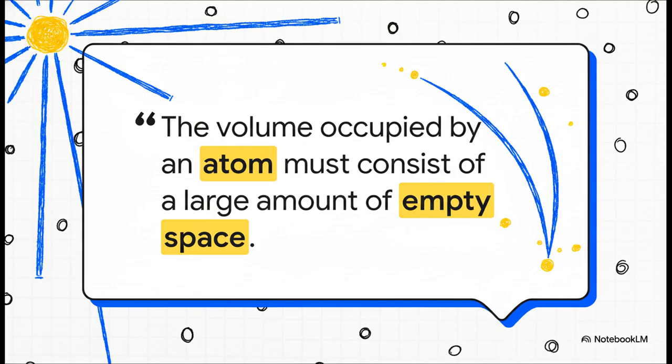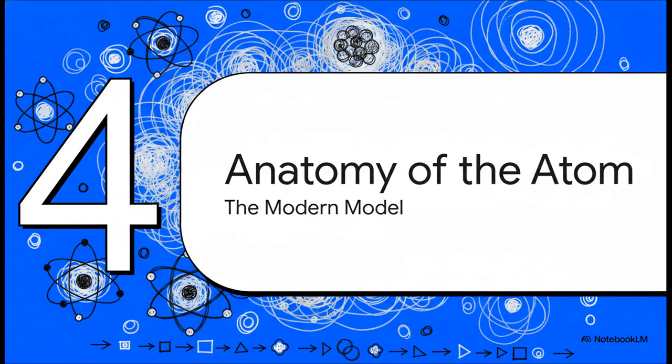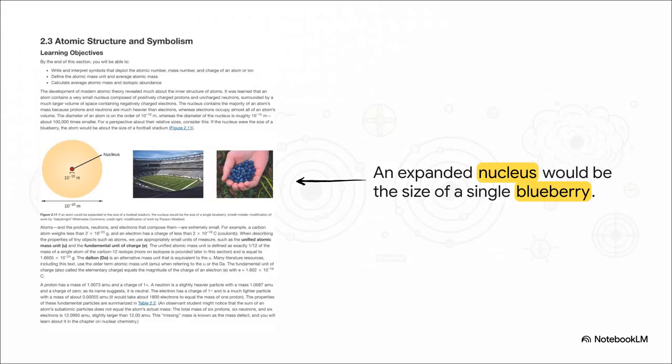It was intensely concentrated in a tiny, incredibly dense, positively charged body right at the very center, which he named the nucleus. Section 4. Anatomy of the atom. So, let's pivot away from our historical detective story for a minute and look at the final, assembled modern atomic model. And this brilliantly illustrates exactly what Rutherford discovered about empty space. The diameter of an atom is about 100,000 times larger than the diameter of its nucleus.